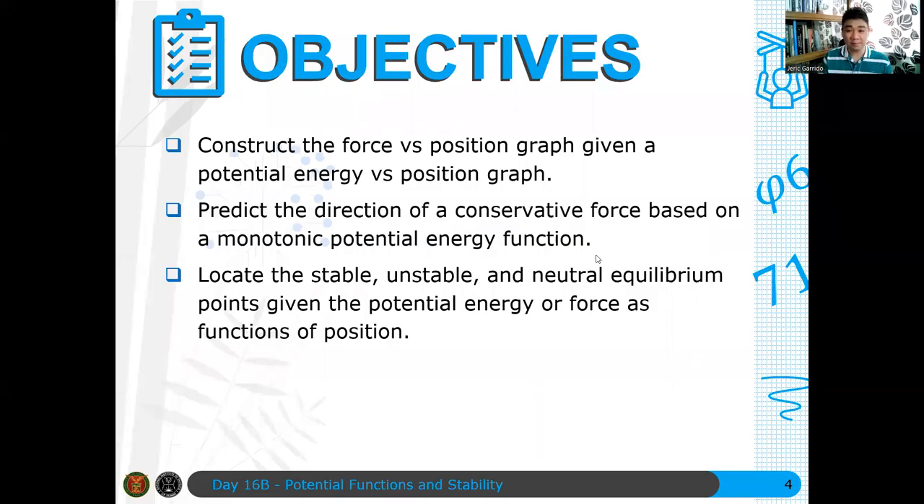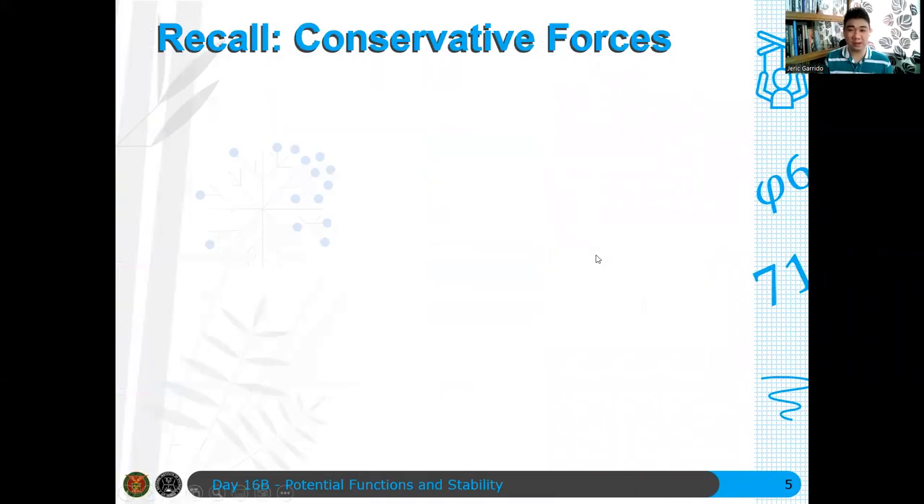Now that we're done with the introductory remarks, let's recall the idea of conservative forces. Remember, when we say conservative forces, it's path independent. That is, if you have a particle and a conservative force is applied to that particle, and that particle moves from one position to another and goes back to the original position, that conservative force will give you zero. So the work done by that conservative force is zero.